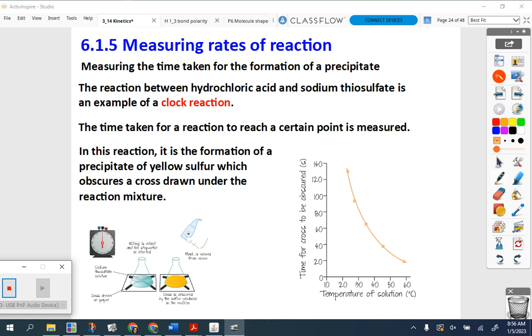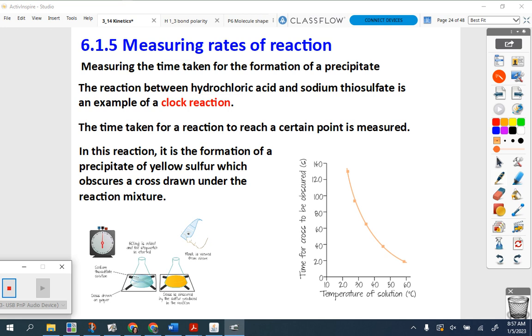It's part of what's called a clock reaction, which is a reaction that takes place over a certain period of time. And a lot of times what happens is, the reaction starts, and then at some point we get a color change, or we get something happening that we can actually visibly see. In this case, it's formation of a precipitate that makes the solution cloudy.